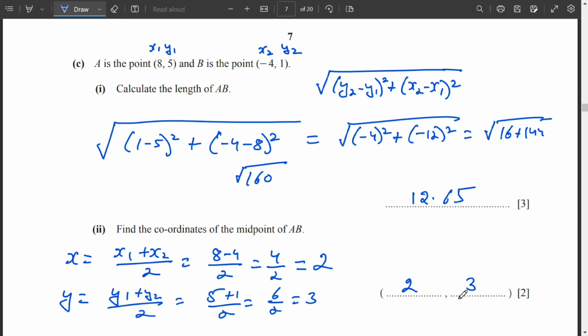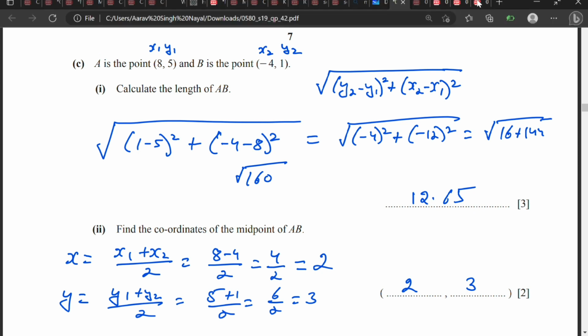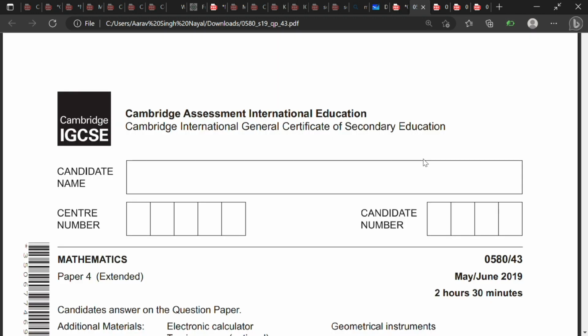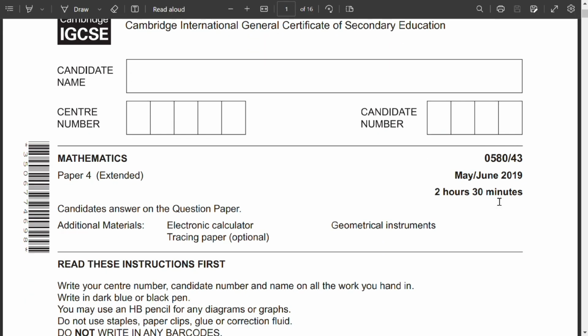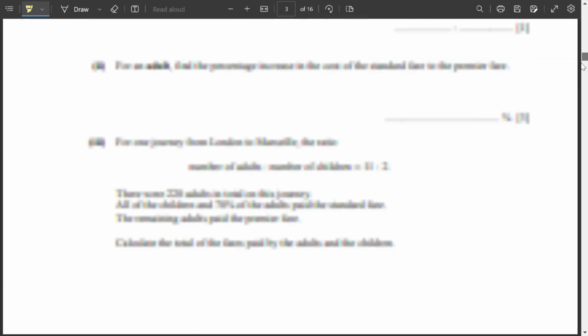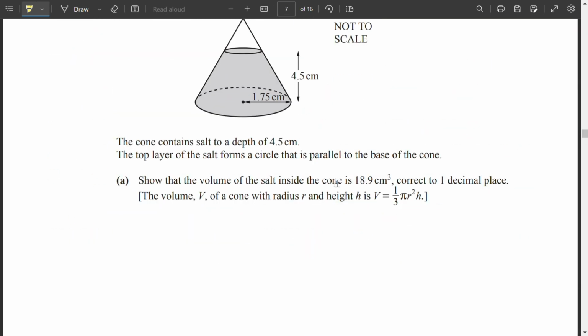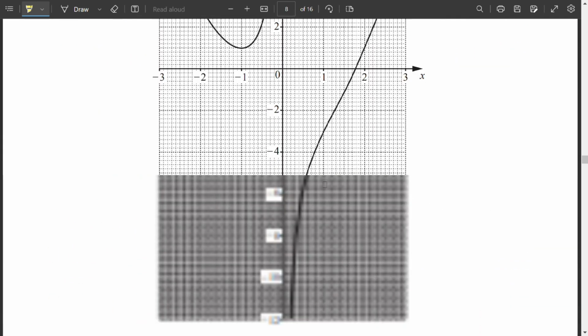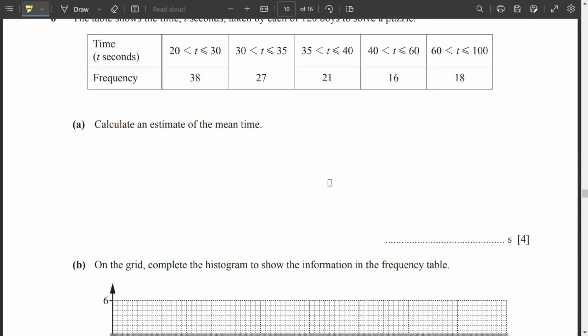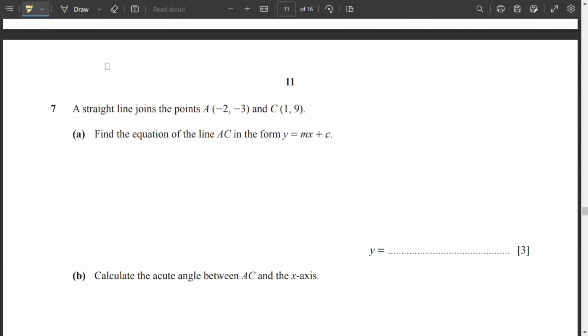Okay, now moving on to the next question, which is from a different paper. So here is the paper. This is of, you can see, this is of May-June 2019, and this is paper 43. Okay, so we'll directly go to the question number 7. Seventh question is of coordinate geometry. As you know, we are solving for the coordinate geometry only. So here is the question 7th.